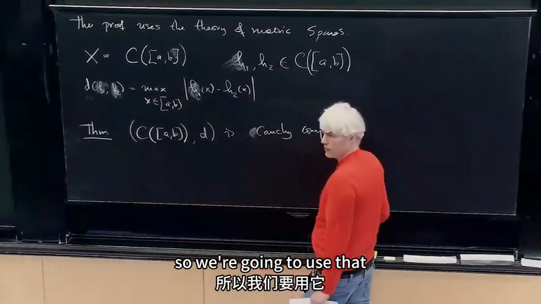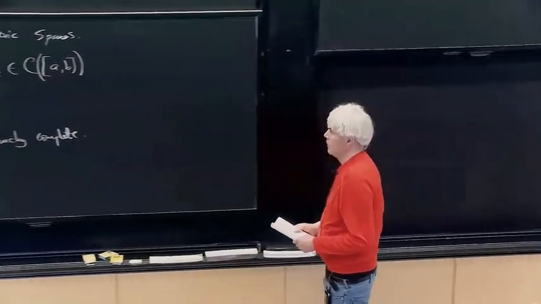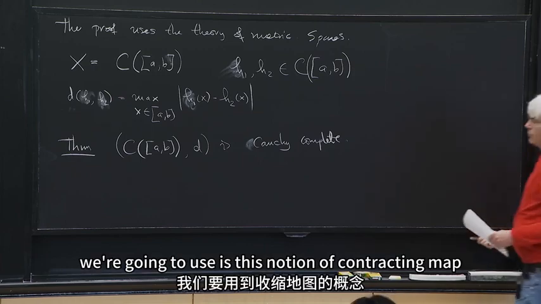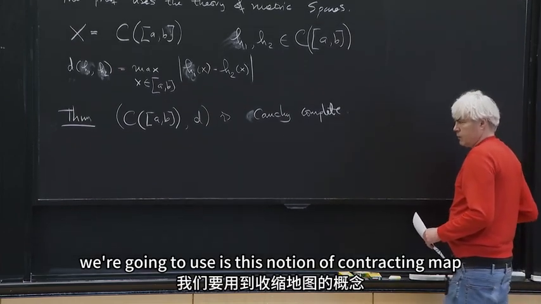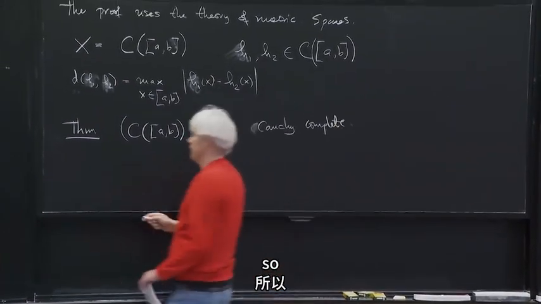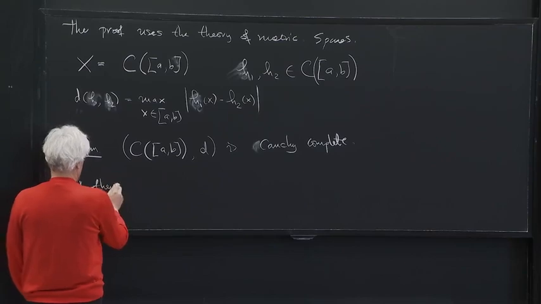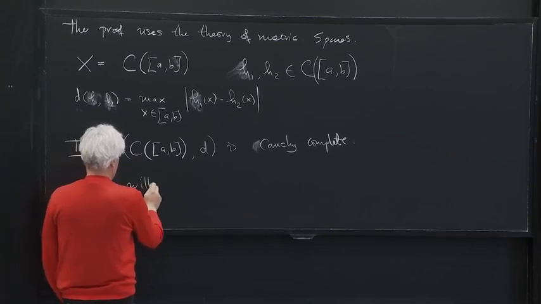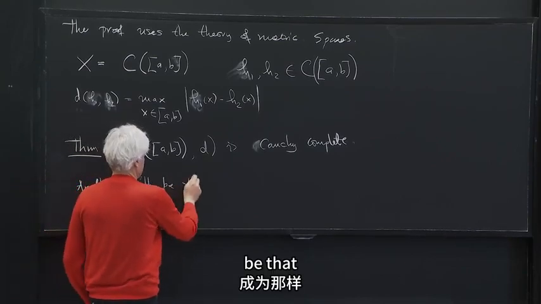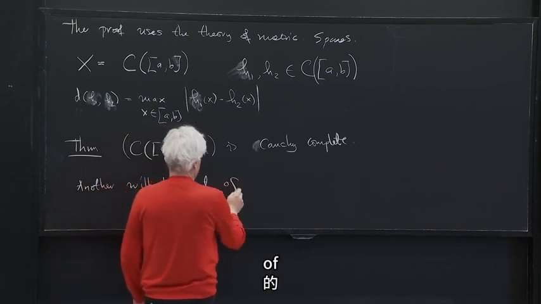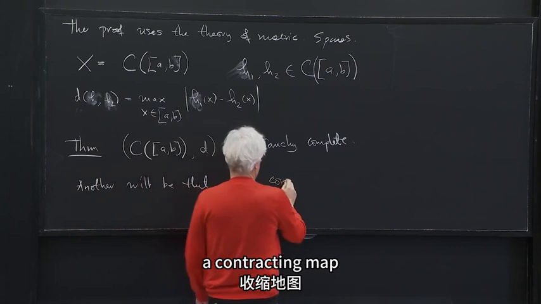So we're going to use that. Okay. Another thing we're going to use is this notion of contracting map. So another tool will be that of a contracting map.